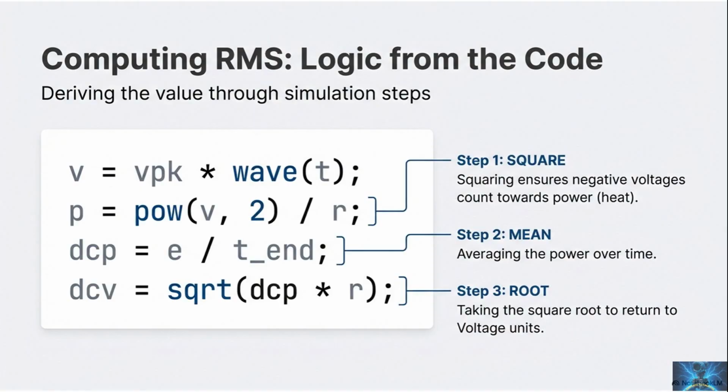Even if you never write a line of code, the RMS logic is beautifully simple. 1. Square the samples so negative values count positively toward power. 2. Take the mean of those squared values over time. 3. Take the square root to return to voltage units. That's RMS, a measurement built to match physical reality, not just arithmetic convenience.